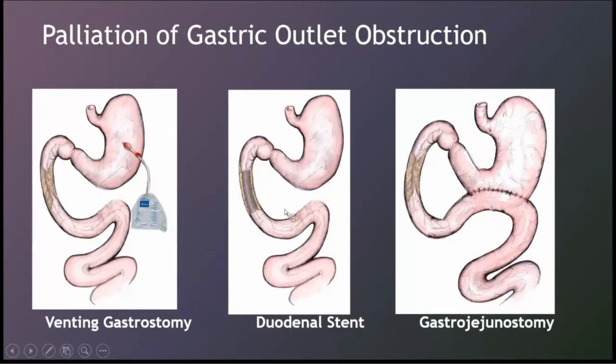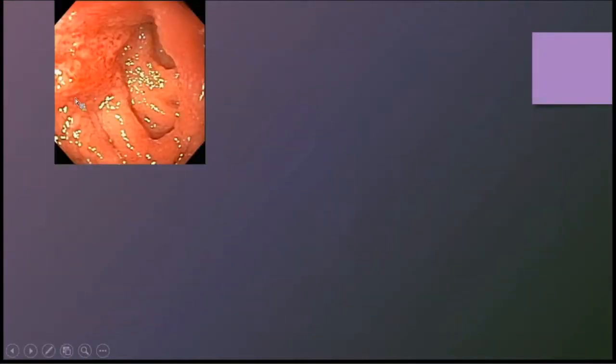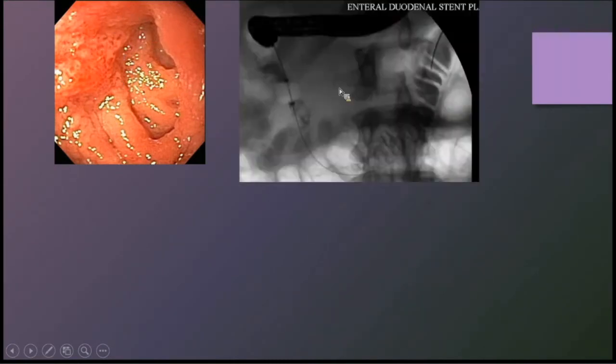Duodenal stents are one option, and the other classical option is a gastrojejunostomy, which is a surgical bypass where they take the jejunum and bring it right up to the back wall of the stomach. And so in certain patients, that is still done. So here's a patient with pancreas cancer. This is the duodenum, and the lumen is quite narrowed. You can see some infiltration by tumor up here.